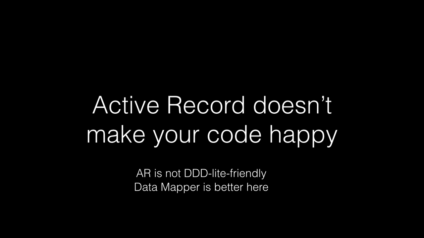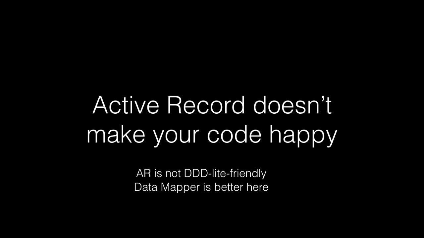Active Record, meaning the pattern, not the library itself. The library itself is quite good. There are some bugs, but it's mostly okay. But the pattern of using the same object from the database layer to the view layer, this is something that is very not DDD-lite friendly, I would say.